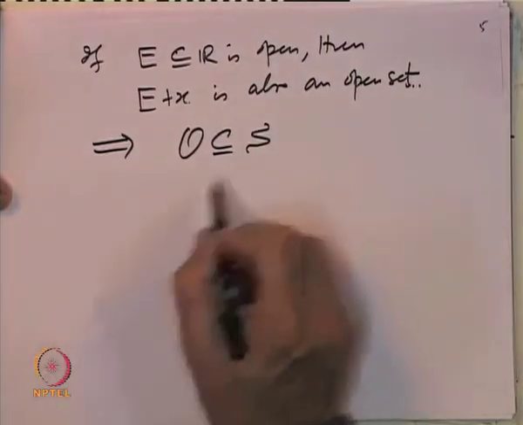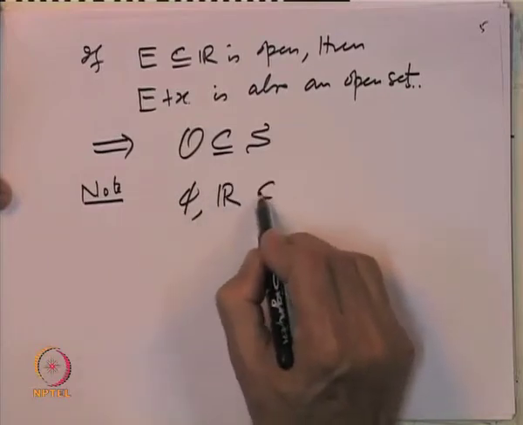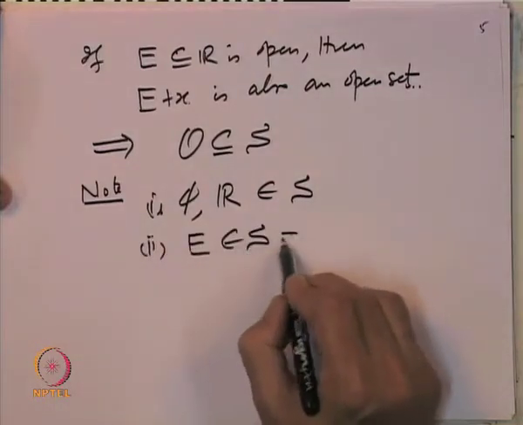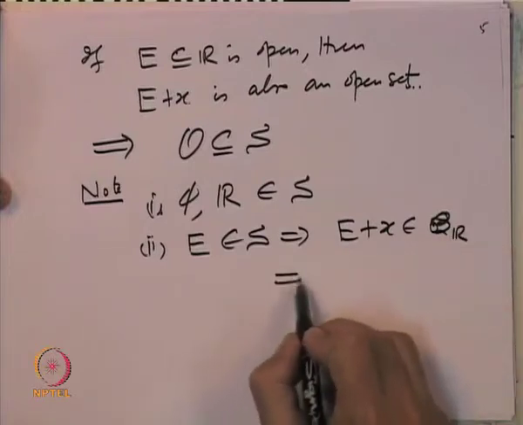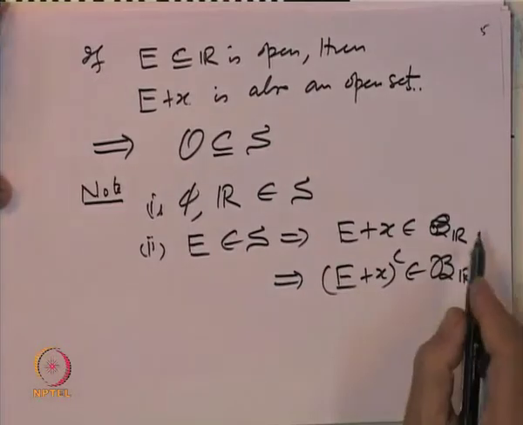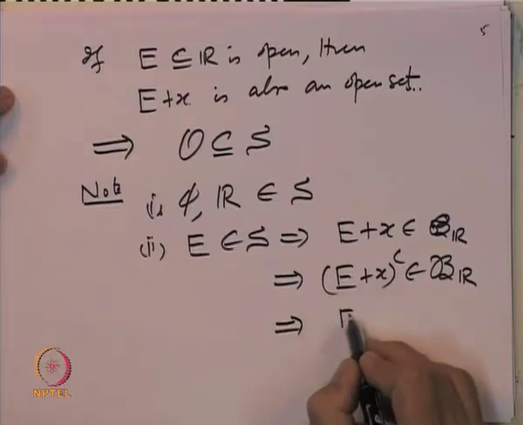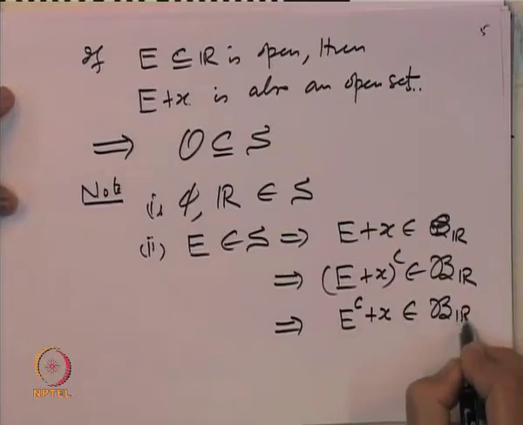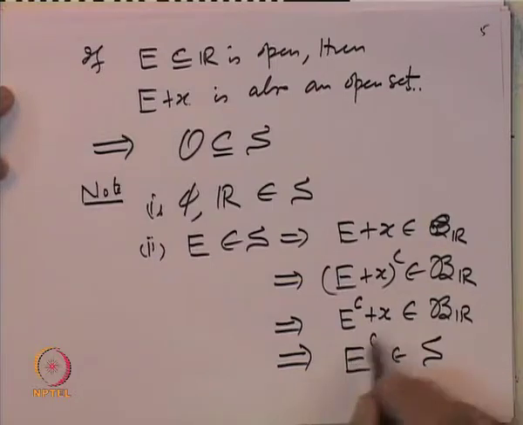And the second thing is that S is a sigma algebra. For that, note that the empty set and the whole space are both open, so they belong to S. And second, if a set E belongs to S, that implies E plus x is a Borel set, and since Borel sets form a sigma algebra, E plus x complement is also a Borel set, because it must be closed under complements. And now a simple observation: E plus x complement is the same as E complement plus x. So that belongs to B R, and that implies that E complement belongs to S.